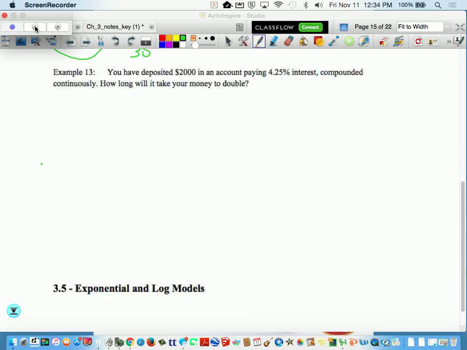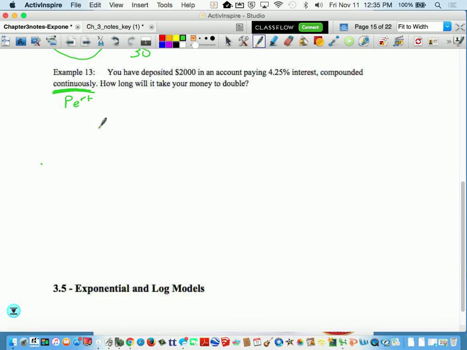You have deposited $2,000 in an account paying 4.25% interest, compounded continuously again. So we're going to use that PERT formula. How long will it take your money to double? t. We're going to look for t in this problem.